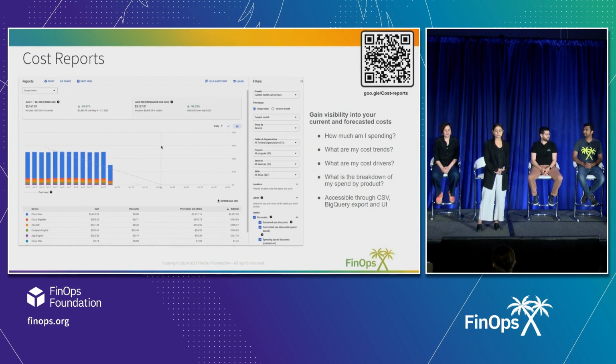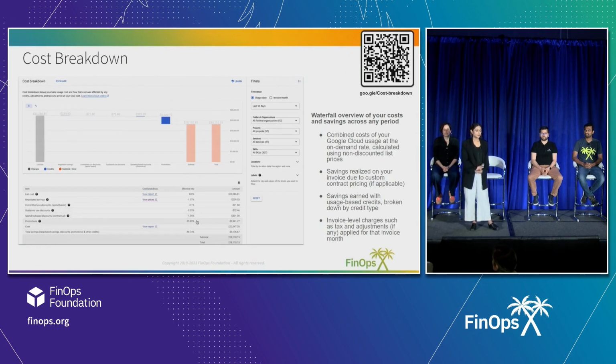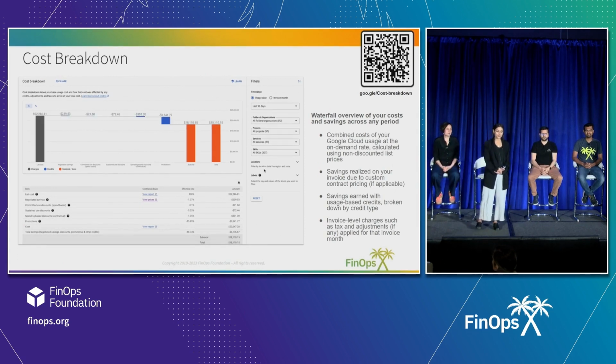So cost reports really allows you to gain visibility into your cost trends, your cost drivers, and how your spend is forecasted. So you can export this data into CSV. You can see it here in console, and it's also available in BigQuery, which we'll talk a little bit about as well. One of my favorite pages in our UI is the cost breakdown.